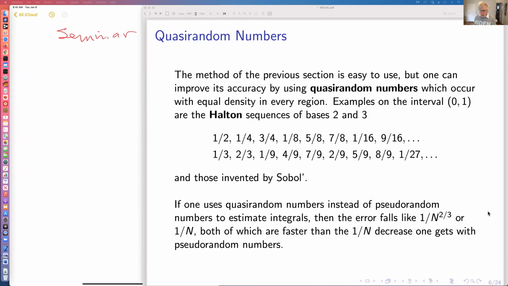So the advantage of the quasi-random numbers is that the error falls as 1 over n to the 2/3, or even 1 over n, which is faster than, I'm sorry, that should be a square root of n that one gets with pseudo-random numbers. So that's a typo there. That should be square root of n.